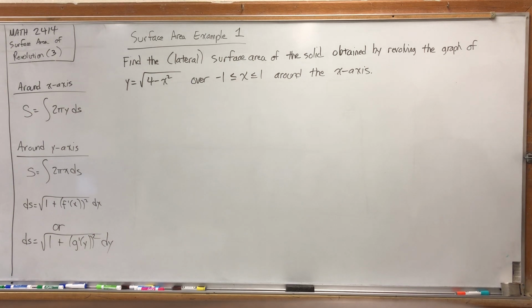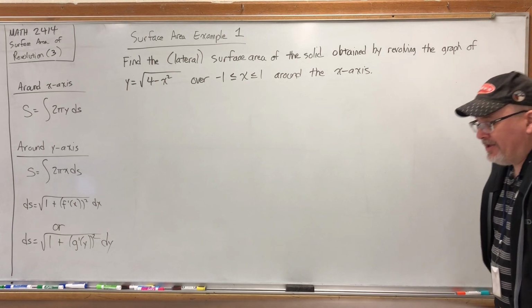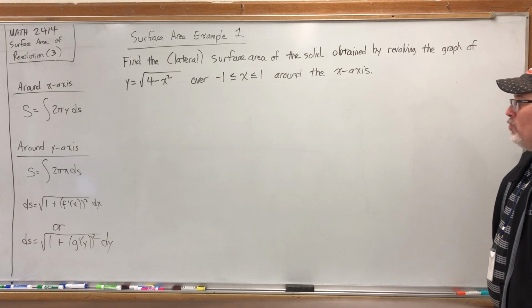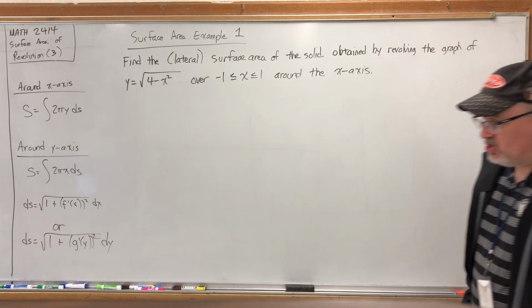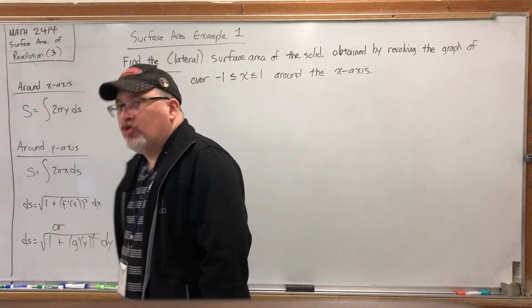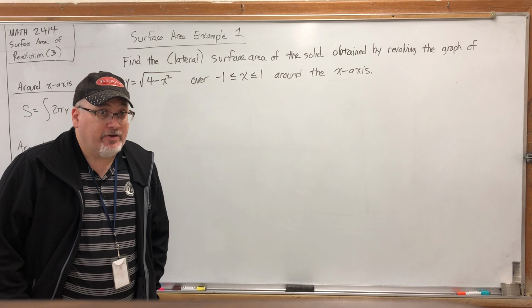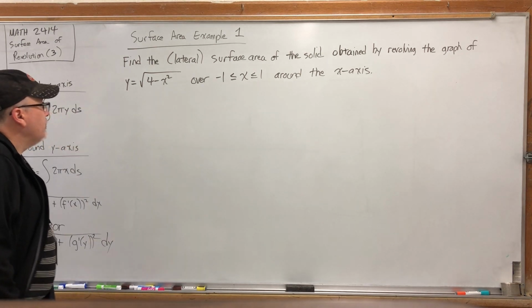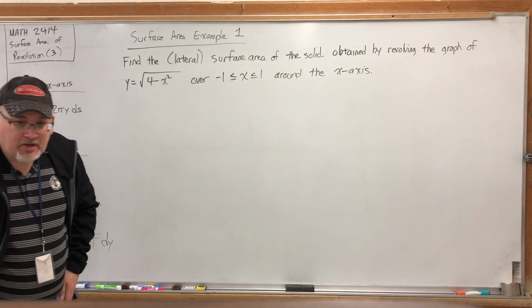Find the lateral surface area of the solid obtained by revolving the graph of y equals the square root of 4 minus x squared over the closed interval, -1 is less than or equal to x is less than or equal to 1, around the x-axis. Now, it's not critical that you sketch this, but a picture can really bail you out sometimes.